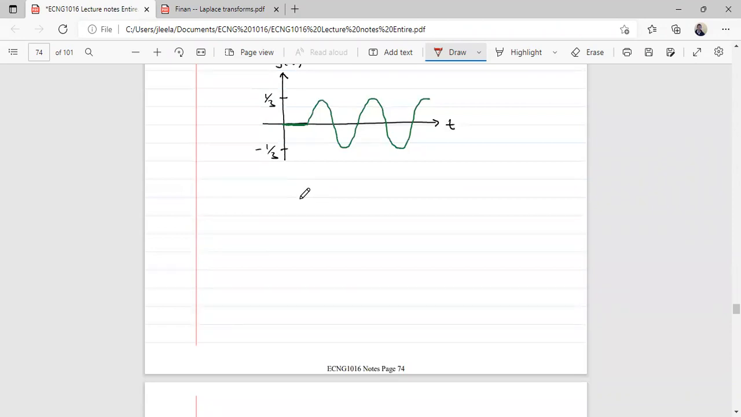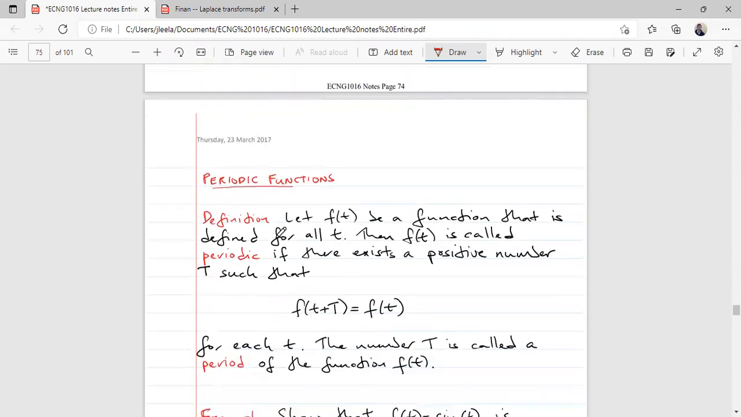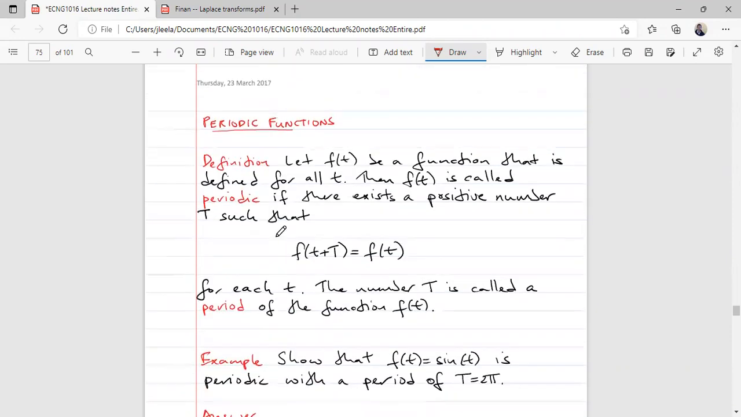You must be somewhat familiar, intuitively, with what it stands for. Now, periodic functions. We know what periodic functions are, though I don't know if you have encountered them already.